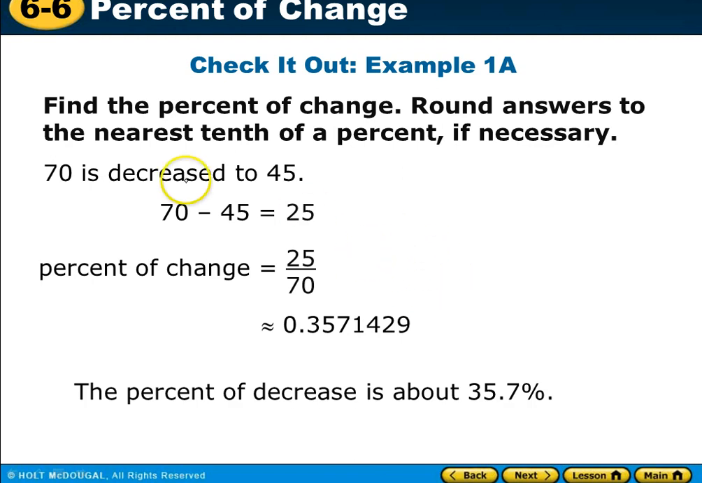Alright, so here we have 70 is decreased to 45. Again, this one was a markdown, so we still do 70 minus 45 and we get 25, and then we divide that by the original amount, and then multiply it by 100, and we get 35.7%.